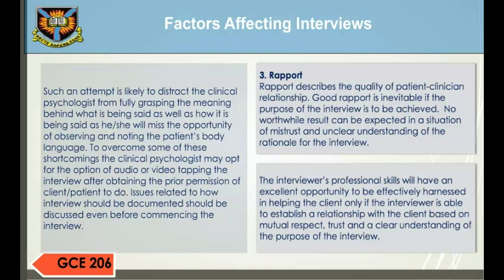3. Rapport. Rapport describes the quality of the patient-clinician relationship. Good rapport is inevitable if the purpose of the interview is to be achieved. No worthwhile result can be expected in a situation of mistrust and unclear understanding of the rationale of the interview. The interviewer's professional skills will have an excellent opportunity to be effectively harnessed in helping the client only if the interviewer is able to establish a relationship with the client based on mutual respect, trust, and a clear understanding of the purpose of the interview.